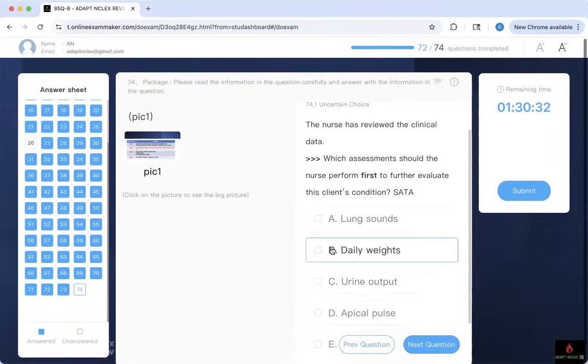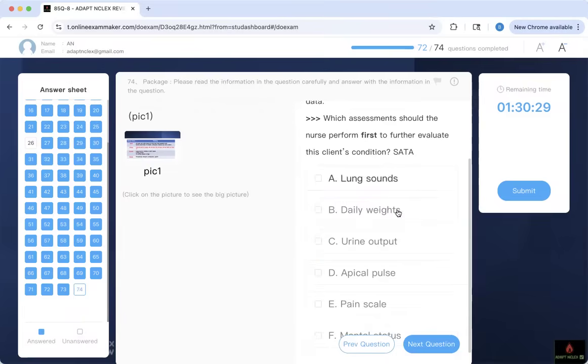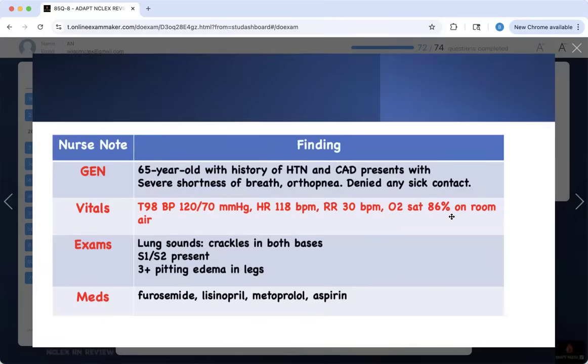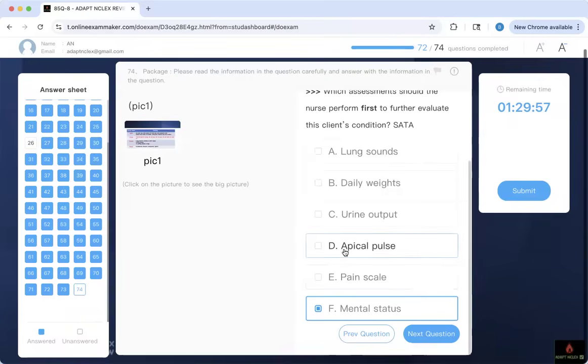What do you want to do? The nurse has reviewed the clinical data. Which assessment should the nurse perform first to further evaluate the client's condition? Do you listen to their lungs? Do you weigh them? Do you check their urine output? Check their pulse oximetry, their digoxin, pain scale, and mental status. Of course, I have to know mental status. Respiratory rate is going up. All these things make me worry. Saturation, are they awake? Are they tachycardic? Are they in shock? I have to check the pulse ox. Is that so?